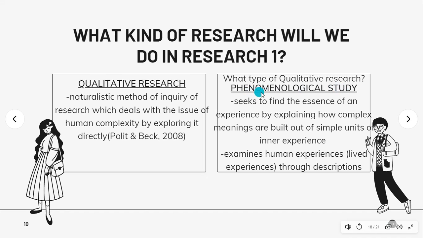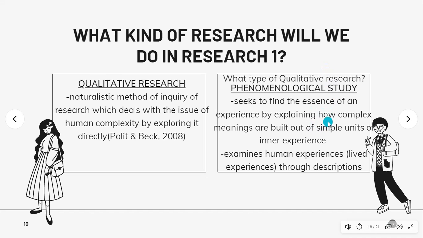What type? It's a phenomenological study. So it's also a tongue twister. Phenomenological study, or phenomenology. This seeks to find the essence of an experience by explaining how complex meanings are built out of simple units of inner experience, and examines human experiences or lived experiences through descriptions given by the respondents. The goal of phenomenological study is to describe the meaning that experiences hold for each respondent. Some of the areas of concern for these studies are humanness, self-determination, uniqueness, wholeness, and individualism.